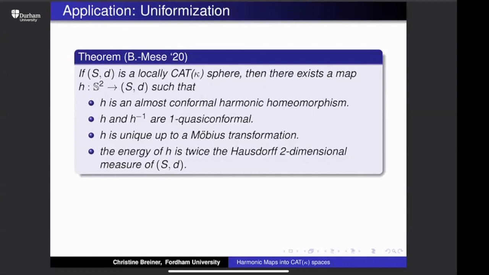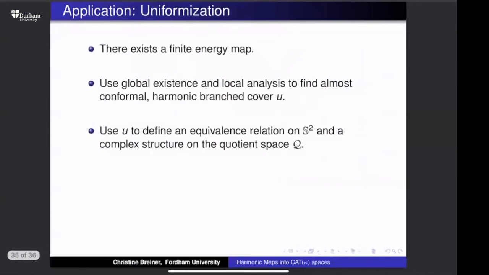So this is our sort of final application. And how we get it is the following 3 steps. So there's a finite energy map. How do we get the existence of a finite energy map? That's just using the convex geometry of S_D. Okay, so just using the local convexity, we can get a finite energy map.